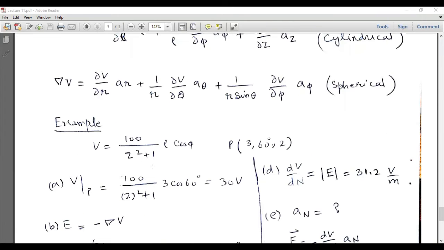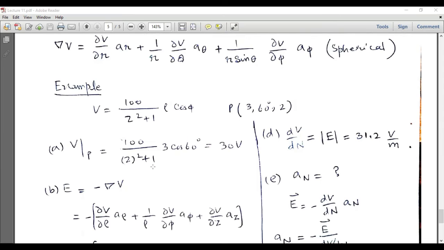So now I will solve an example to elaborate more on the gradient or the vector operator with a scalar quantity. We are given a potential field as 100 over z square plus 1 rho cos phi, and we are given a point. First we have to evaluate potential at this point. So put these coordinates in this expression. z is equal to 2, rho is equal to 3, and phi is equal to 60 degrees. So V at this point is equal to 30 volts.